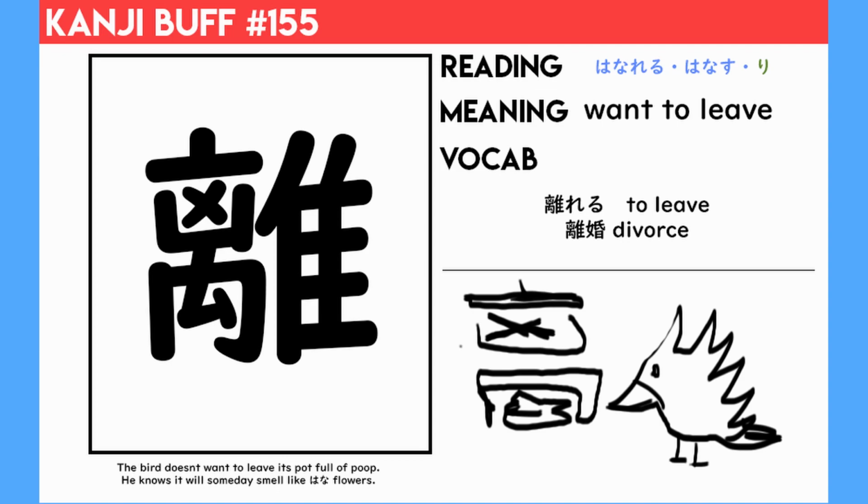where you might get the same kind of meaning for saru, which means like abandon, to kind of leave. But this kind of still carries that negative connotation, I suppose, to just want to leave, to be released in that kind of way. So the bird doesn't want to leave its pot full of poop. He knows that it'll someday smell like hana, or flowers. So here's like a pot with an X on it, and inside there's poo-poo. He doesn't want to leave it because he knows one day it'll turn into flowers. Okay, so that's pretty cool. For ri, you could say rikon, and then there's also another one, kyori. Kyori could be like distance. So that's another time you'll probably see this kanji.